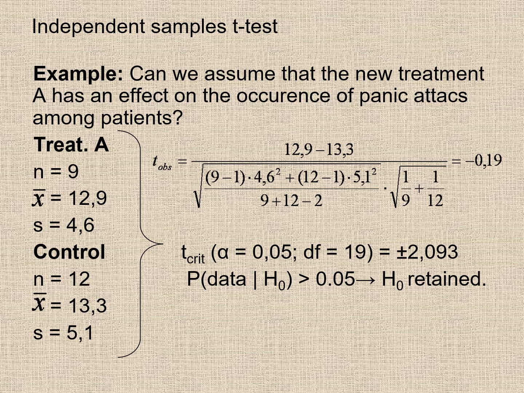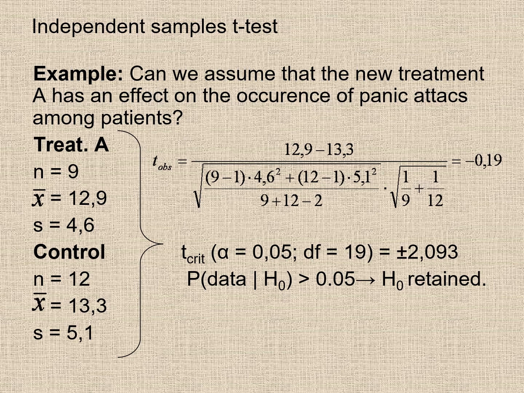We will say that the probability of getting this large or larger a difference between the sample means, if the null hypothesis is correct, is higher than 5%, and therefore we have to retain the null hypothesis. We cannot, with enough confidence, reject the null hypothesis. We retain the null hypothesis and say that this treatment doesn't seem to have any effect on the occurrence of panic attacks.